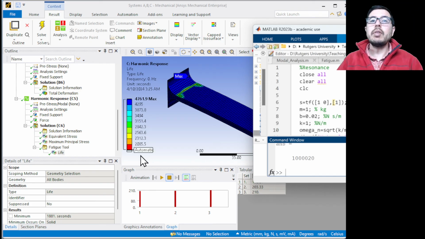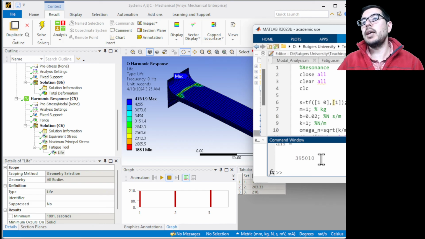But we have only 1,881 seconds times 210, so the number of cycles we expect is 395,010. So that's going to be less than infinite life, right? 1 million is infinite life.